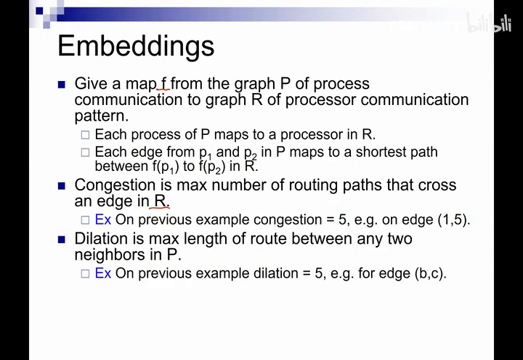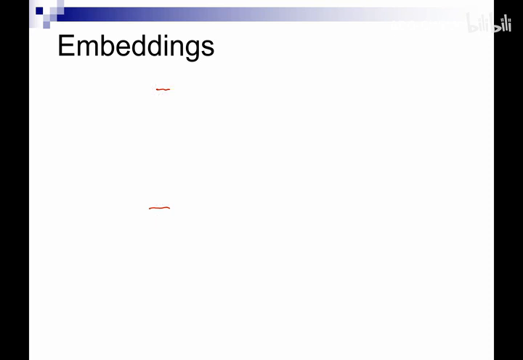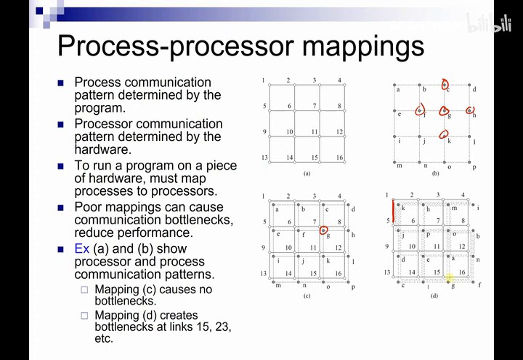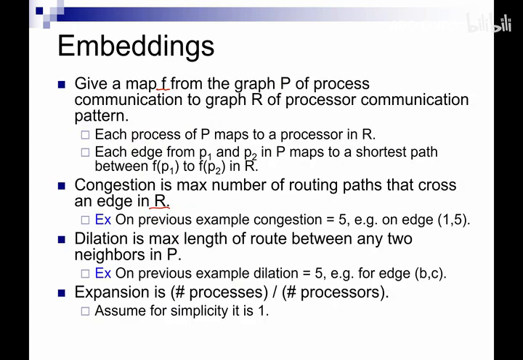The other thing is dilation. Okay, so here you're going to look at the maximum length of a route between two neighboring processes, right? So for example, we saw that in the previous example, you have process G and K, which are neighbors in the process graph, right? But after the mapping f, now they have a path of length 5. So therefore, the dilation here is going to be 5.